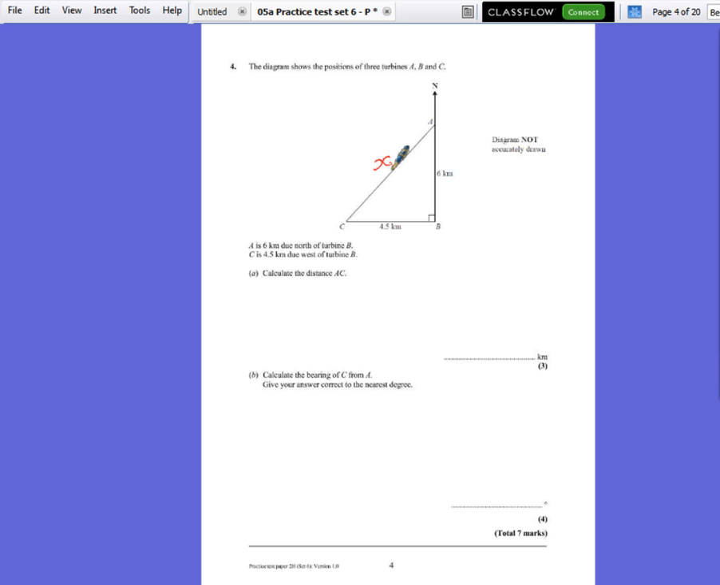So we've got a right angled triangle, so we can use Pythagoras' theorem. So x squared equals 6 squared plus 4.5 squared. So to work that out, that would be the square root of 56.25 to get x. So that would give us 7.5 kilometres. Calculate the bearing of C from A.